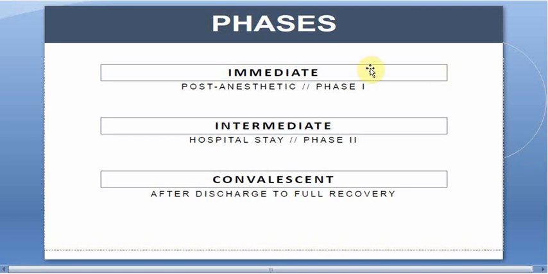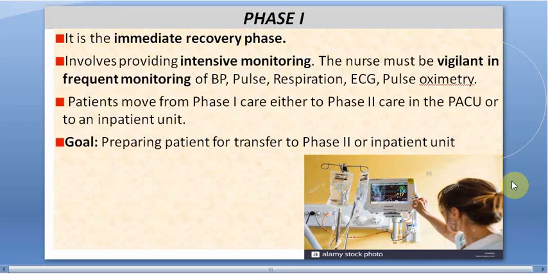Under the phases of post-operative care we have the immediate phase, intermediate phase and convalescent phase. Immediate phase is phase 1, phase 2 means intermediate phase, and convalescent phase is phase 3, that means after the discharge or after the recovery. First we will move on to phase 1. Phase 1 means it is an immediate phase where you are monitoring the patient after the surgery.